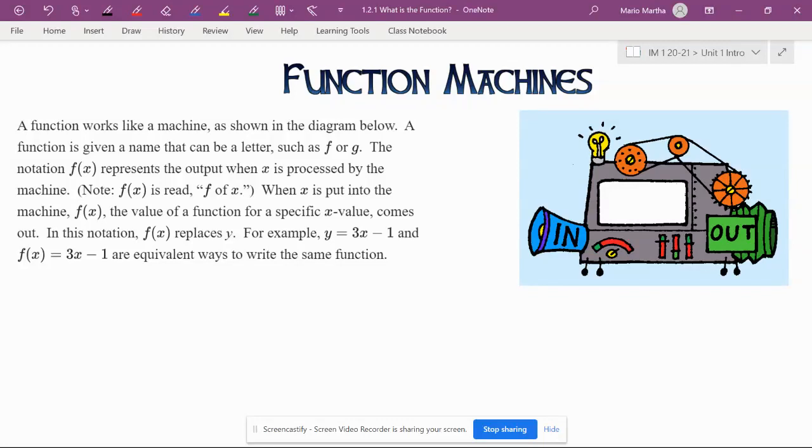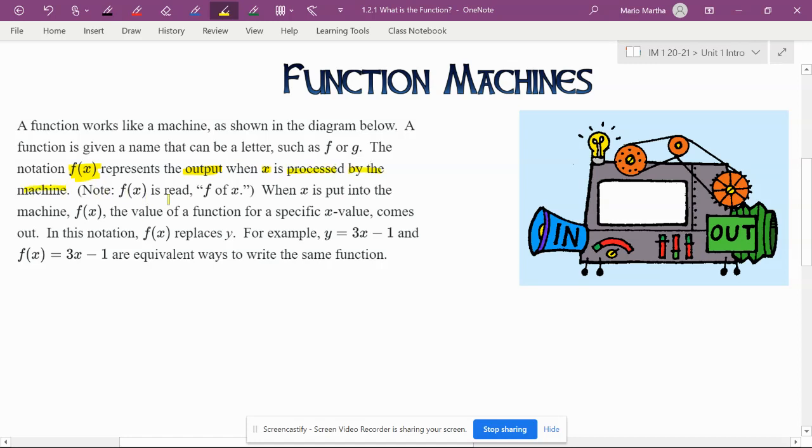So part 2 of 1.21. Function machines. A function works like a machine, as shown in the diagram below. A function is given a name that can be a letter, such as f or g. The notation f of x represents the output when x is processed by the machine.